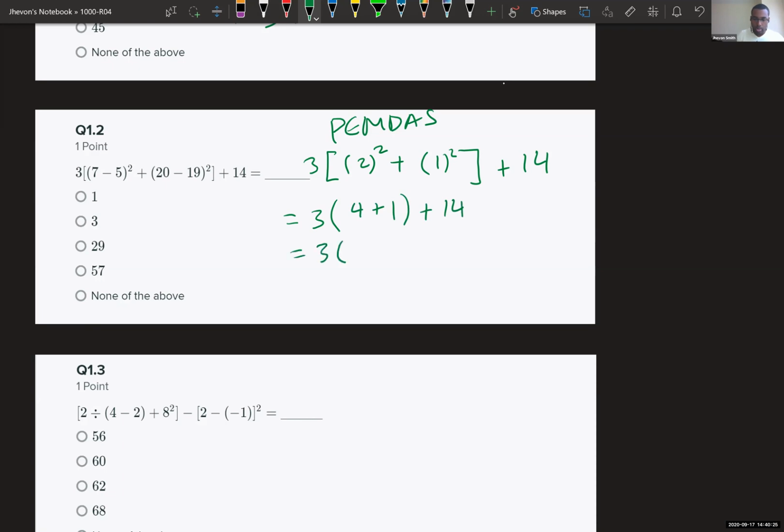Keeping with PEMDAS, we're still simplifying what's in the parentheses. Now, with that said, we now have multiplication and addition. According to PEMDAS, the multiplication comes first. And so we end up with 29, which is C, where the majority of people were, but there are a few of you who didn't get C.